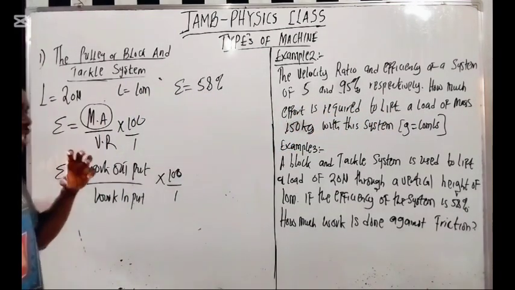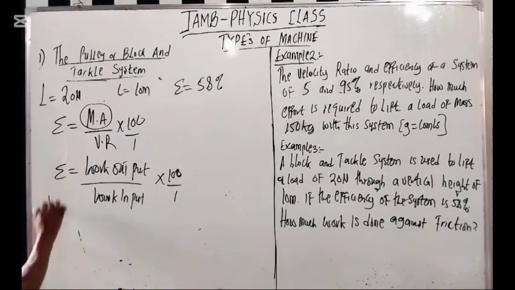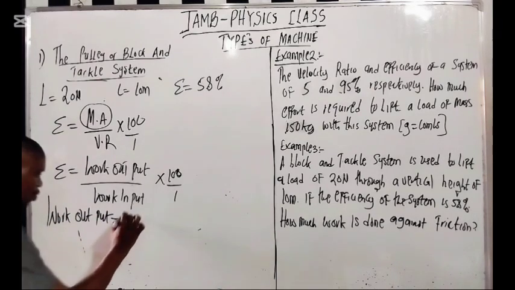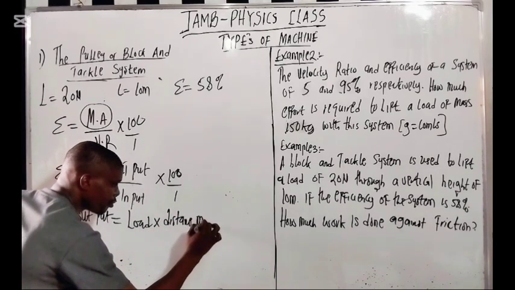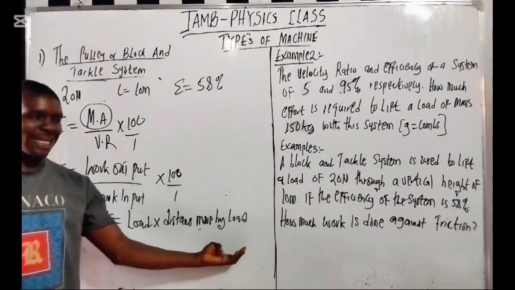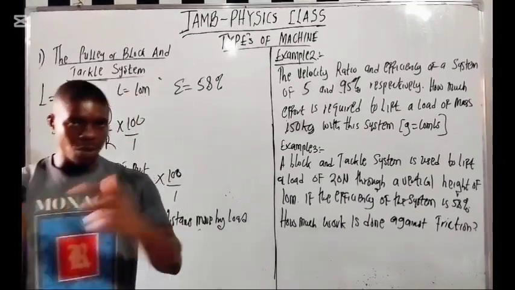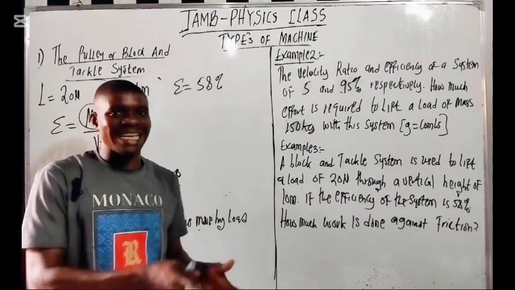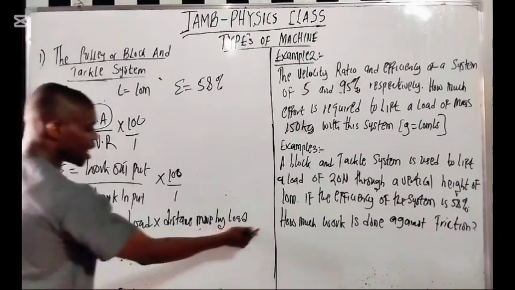My work output is like the load you overcome. When we talk about work output, we mean load times distance moved by the load. Now this is what you want to understand here. You put in effort to overcome the load, so the effort is the input and the load is the output. Do you understand? So work output is load times distance moved by load.